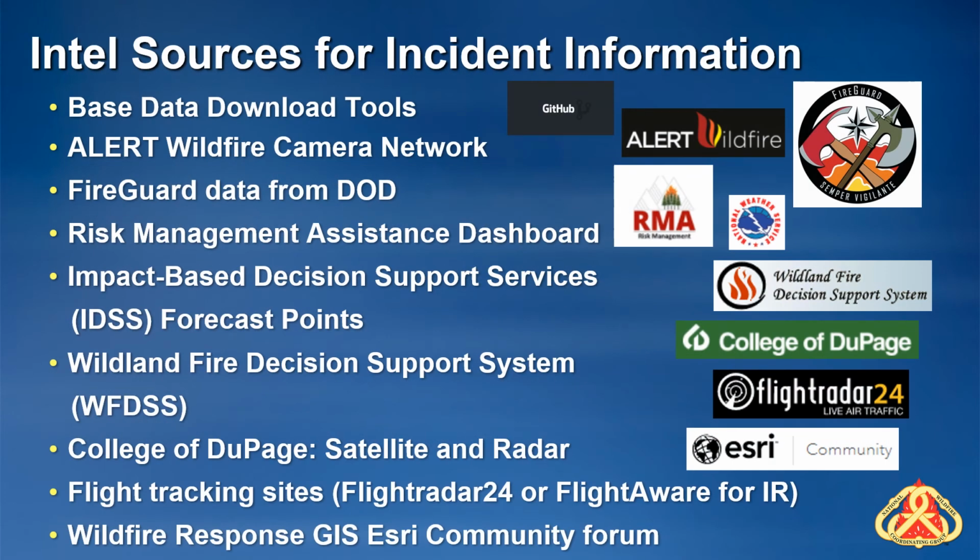There are several sources of fire intelligence available online to provide situational awareness on your fire and even before you leave for an assignment. Find a base data download tool that works for you. The Alert Wildfire Camera Network can provide real-time observations of fires depending on your location. FireGuard data from the Department of Defense can provide near real-time perimeter approximations. The Risk Management Assistance Dashboard provides lots of mapping and weather tools.